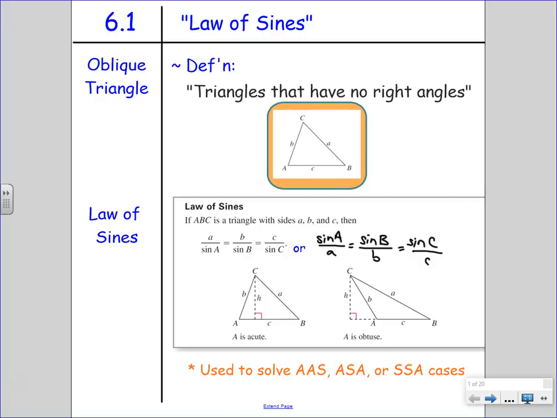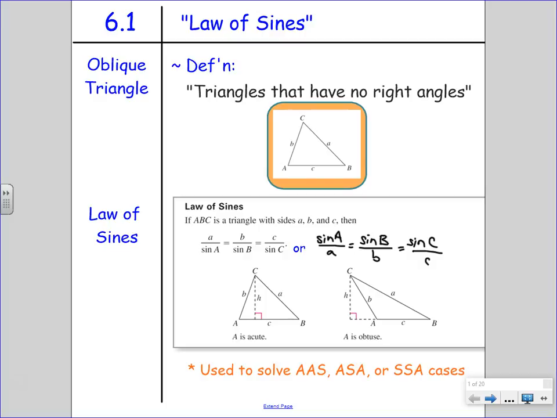Well, if they're right ones, what formulas relate right triangles? A squared plus B squared is C squared. Easy. Or SOH-CAH-TOA, right? SOH-CAH-TOA helps us out with angles and sides. Sine equals opposite over hypotenuse. Cosine, adjacent over hypotenuse. Tangent, opposite over adjacent.